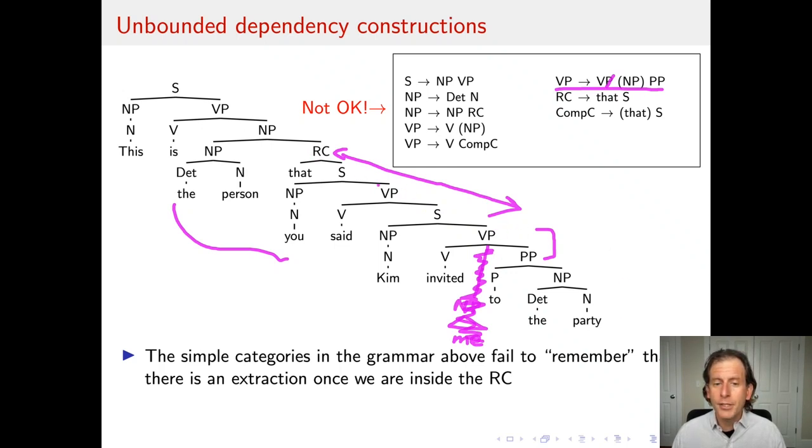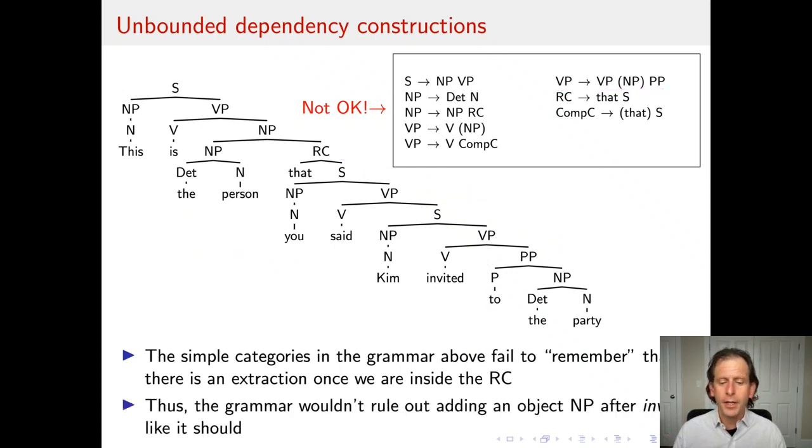But the way that I've represented the tree fragment here, it does not actually respect that. And so the problem here is that this representation of a chain of categories like this does not capture the dependency that we care about. Okay, so the problem is that the grammar would not rule out adding an object noun phrase after invited like it should. So the grammar actually should rule that possibility out, but it fails to do so.